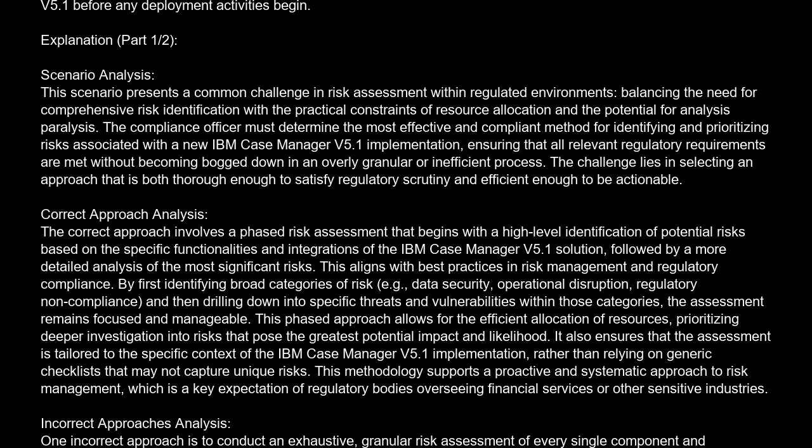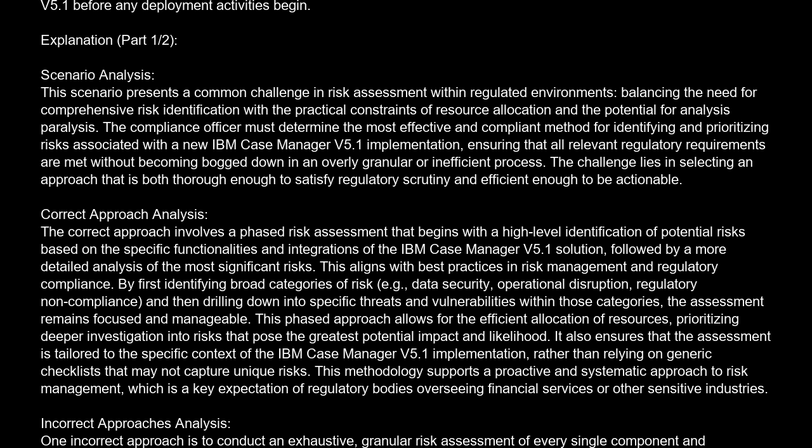Explanation. Scenario analysis. This scenario presents a common challenge in risk assessment within regulated environments, balancing the need for comprehensive risk identification with the practical constraints of resource allocation and the potential for analysis paralysis. The compliance officer must determine the most effective and compliant method for identifying and prioritizing risks associated with a new IBM Case Manager v5.1 implementation, ensuring that all relevant regulatory requirements are met without becoming bogged down in an overly granular or inefficient process. The challenge lies in selecting an approach that is both thorough enough to satisfy regulatory scrutiny and efficient enough to be actionable.